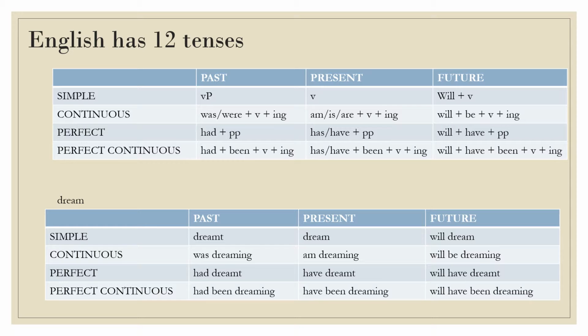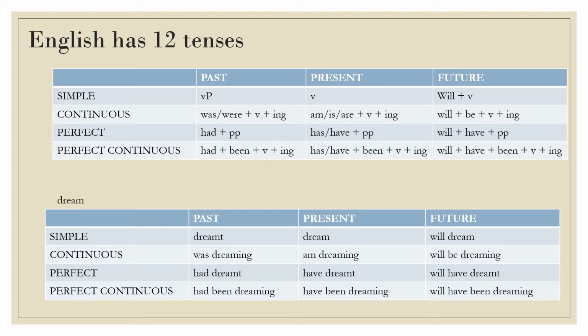Now we get into perfect continuous. Now, perfect continuous is, in my opinion, the easiest one because it follows the recipe to a T without fail. You must just know your recipe. So let's look at it. Had plus been plus verb plus ing in your perfect continuous past. So, had been dreaming.